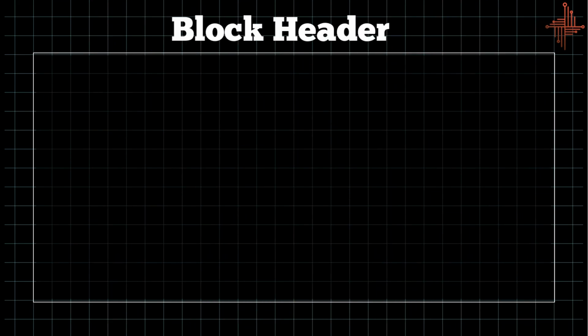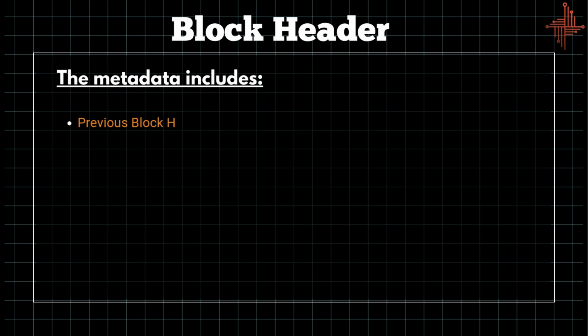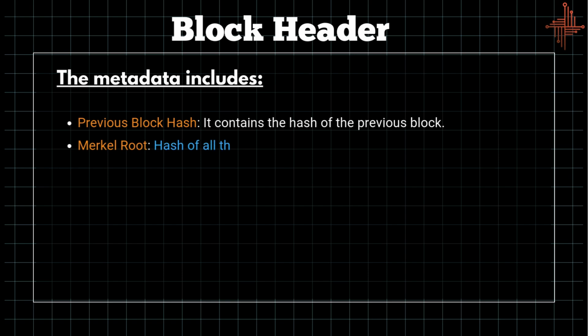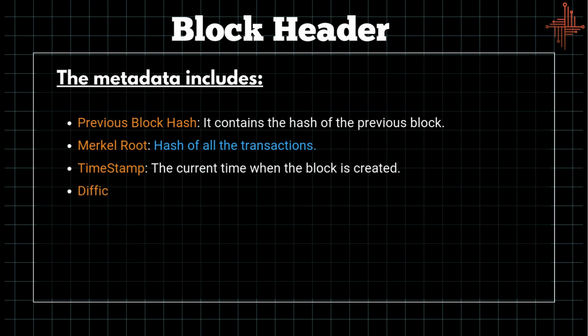Let's now talk about the block header. This is where the actual crux lies. As I said, it contains the metadata. The metadata includes the hash of the previous block in the blockchain. The second one is the Merkle root. It is a technique used to save disk space. The third one is the timestamp. It is the current time when the block is created. The next one is the difficulty target or hash rate.